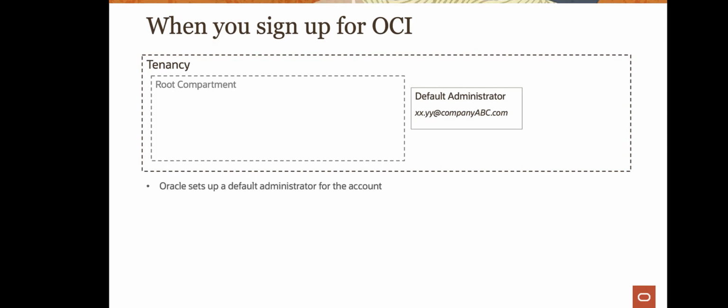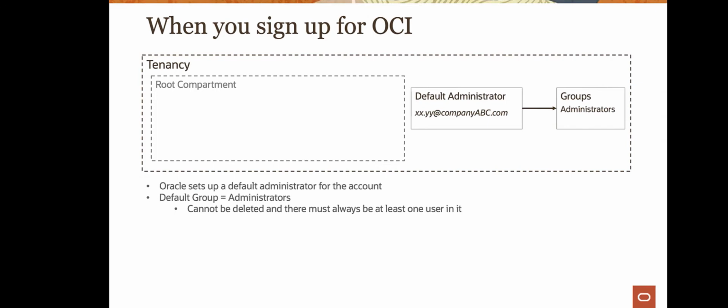And so you would then belong to a pre-configured group called administrators. And this group, just for security reasons, cannot be deleted, and there always has to be at least one user inside of it. This is to ensure that you don't lock yourself out of or unintentionally delete this group, so then therefore you would be locked out of your entire tenancy. So there's a few safeguards put in place there to keep you from doing anything of that nature. And this is what it would look like.